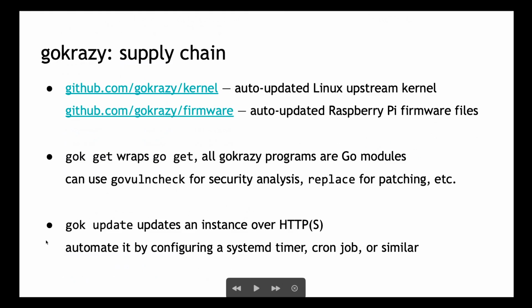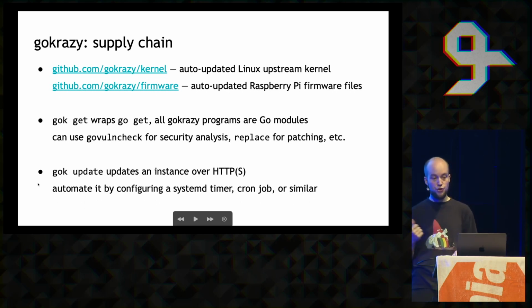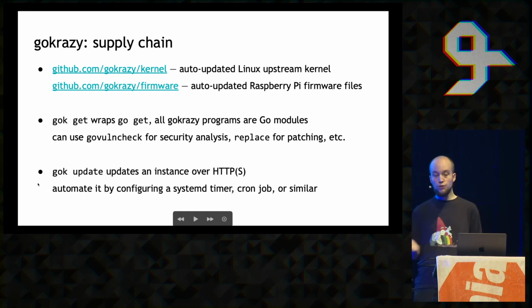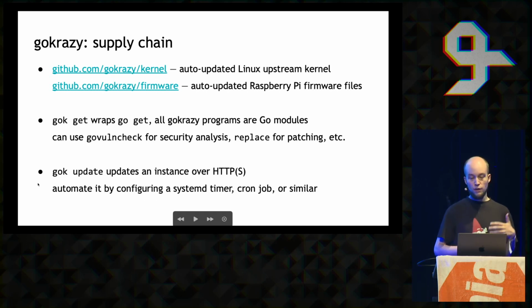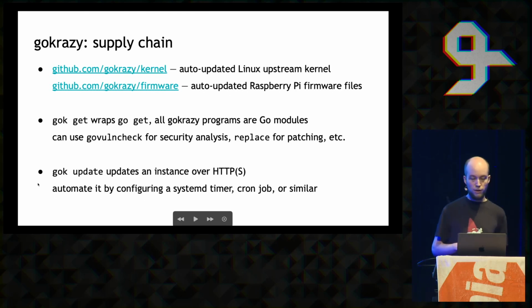So once you have Gokrazy installed, what does it look like in terms of the supply chain? It turns out that in Gokrazy, we only use Go modules, right? So everything that you add to it and every component of Gokrazy that is part of the system is a Go module, including the kernel builds that I just showed you and the firmware files. But most notably, your own programs, your own servers and developments, and anything else. It's all Go modules. So that means that you can use any tools that you are already familiar with from Go. So you can use govulncheck to discover security vulnerabilities. You can use the replace directive for patching these builds on your local system to fix a security vulnerability.